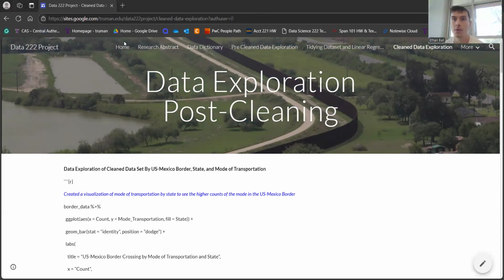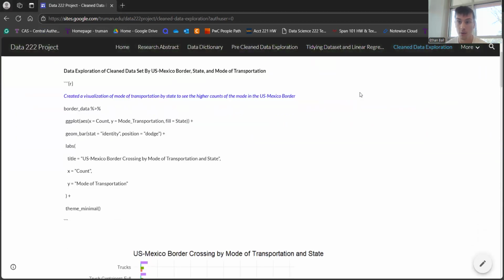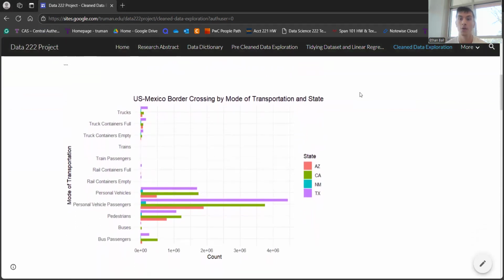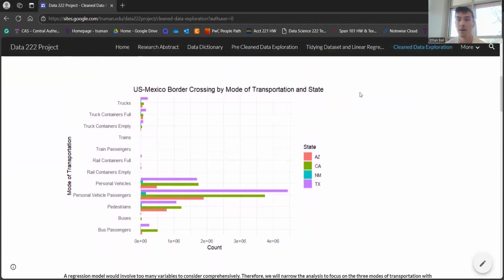We began by exploring the distribution of border crossings across various modes of transportation. Specifically, we wanted to see how different transportation types, such as personal vehicle passengers, buses, and pedestrians, were distributed across the US-Mexico border by state. For this, we used a simple bar chart to visualize these counts. This chart helped us identify how much each state is contributing to the overall traffic for different transportation modes.